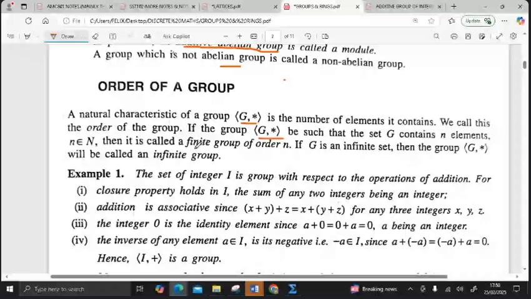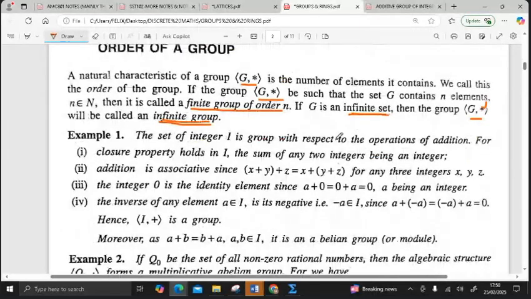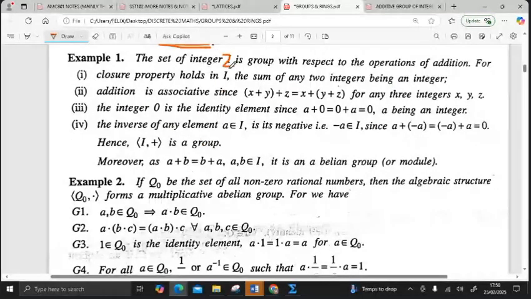Now let's talk about the order of a group. It is important that we have a clear idea: the number of elements it contains is what we call the order of the group. If the group G, equipped with this binary operation, contains a finite number of elements, then it is called a finite group. If G is an infinite set, then we call it an infinite group.